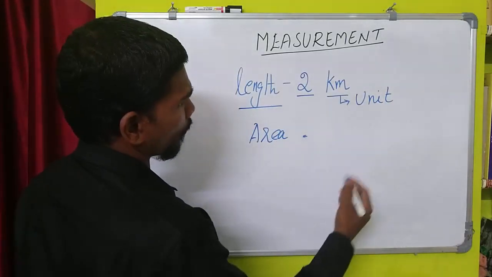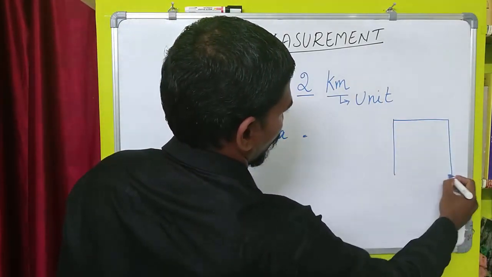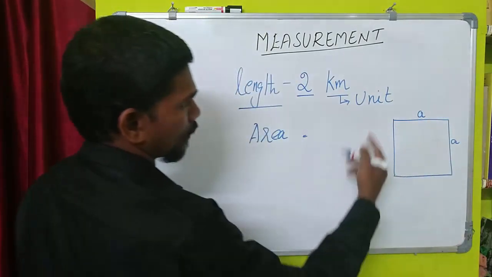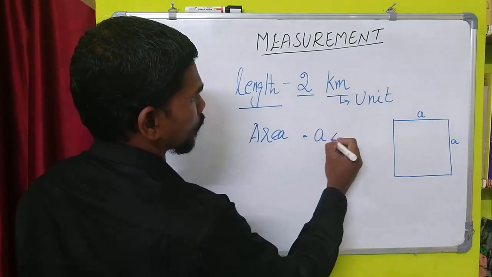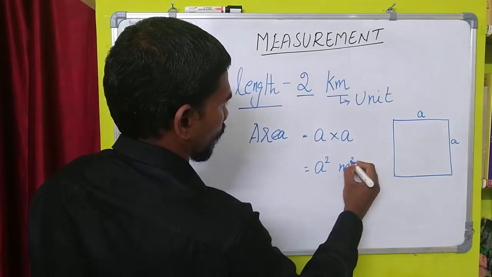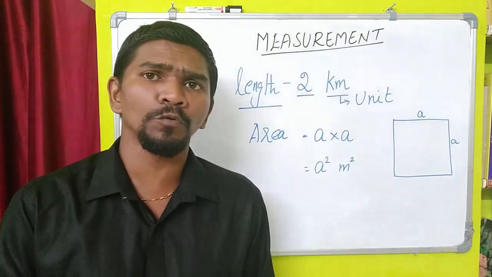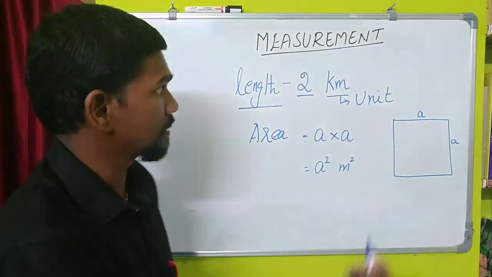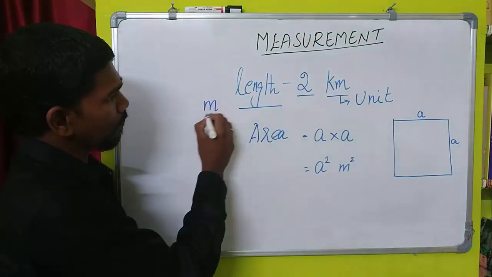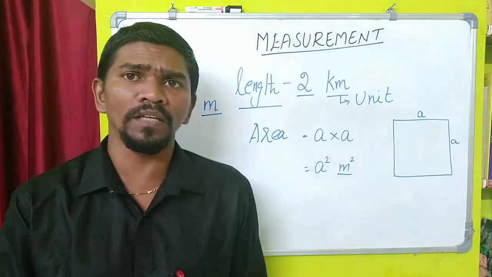When you go for area, we know the formula of a square. We take a square whose side is A. All the sides are equal, that's why it is a square. So area is equal to A into A, that means A square, meter square units. Whenever we see a derived quantity, its unit also will change. When you go for a fundamental quantity, the length unit is meter, but for area it is meter square. So when you multiply two lengths, we get area.